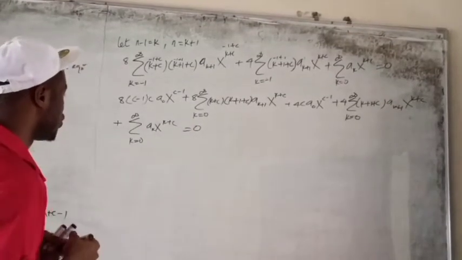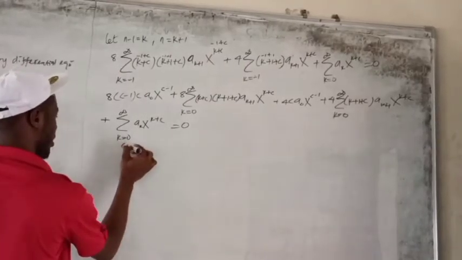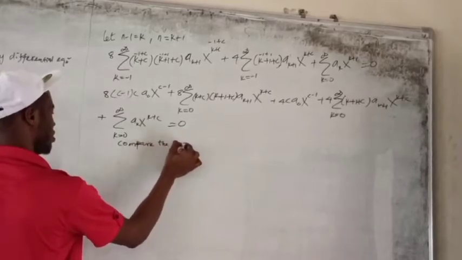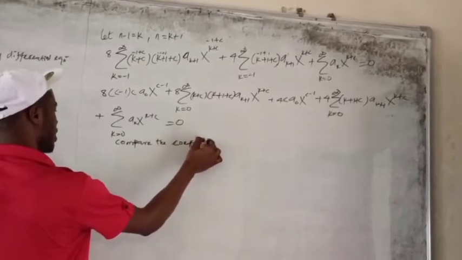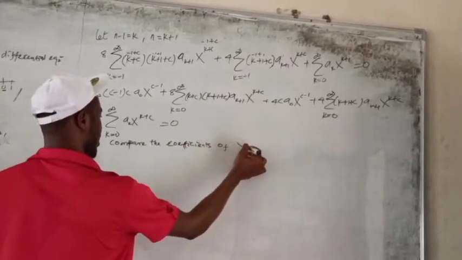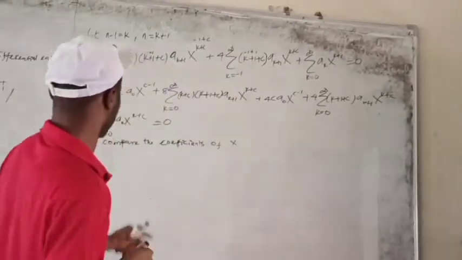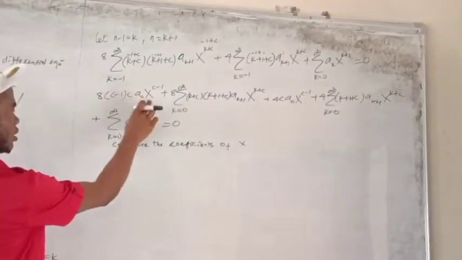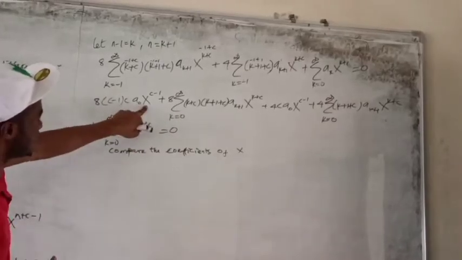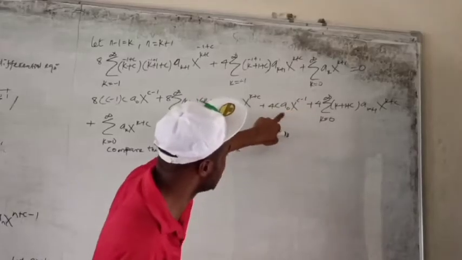So our next step here is to compare the coefficients of x. I'm going to compare the coefficients of all the x that I have here. So the coefficient of x on this first one, as you can see, x is raised to the power of c minus 1. And of course, I also have another one where x is raised to the power of c minus 1. So these are the coefficients.